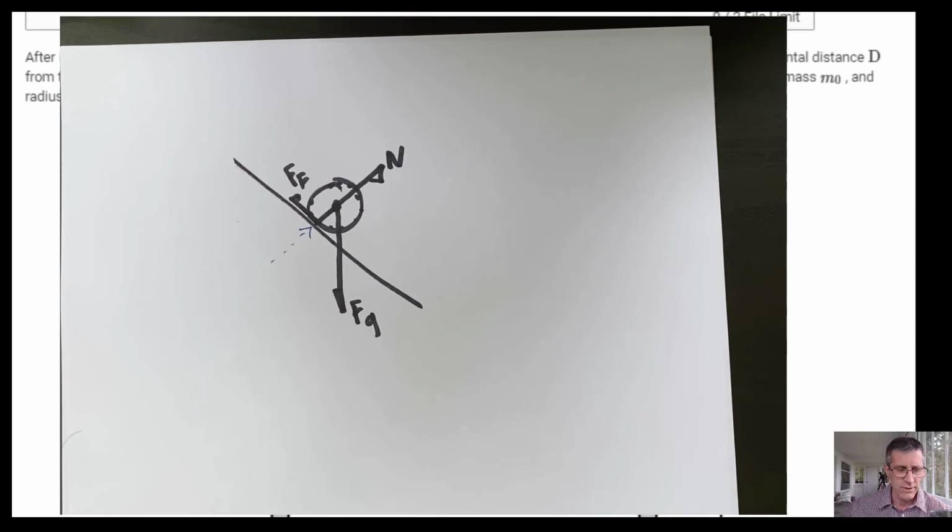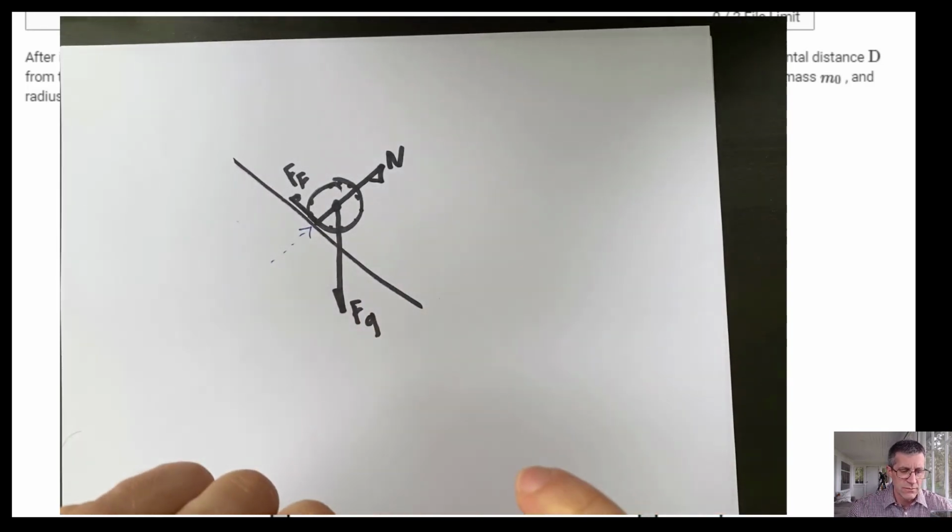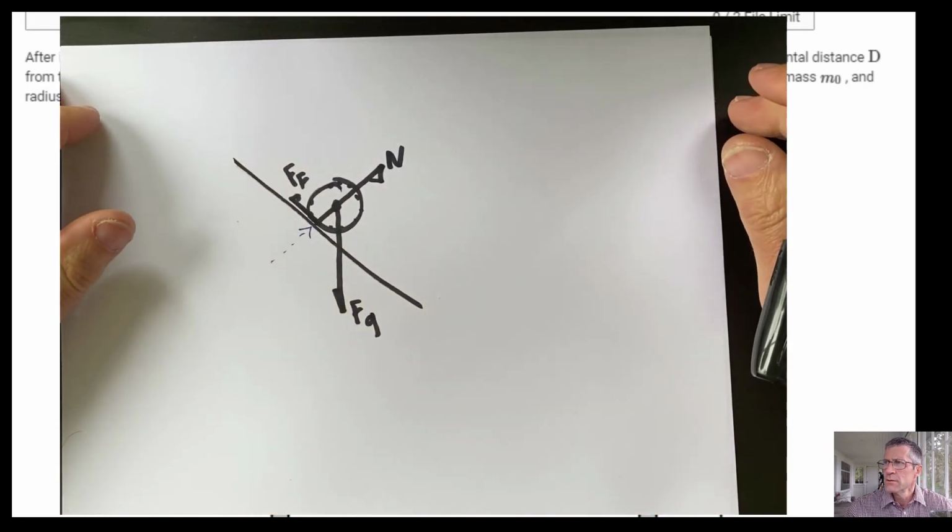So they're going to give you a second thing, right? So this was a hoop. Now they're going to give you a disc, and they tell you that the moment of inertia of the disc is greater than the moment of inertia of the hoop. Huh.